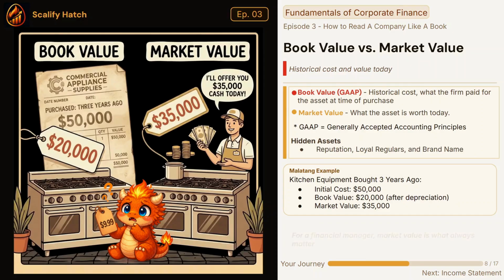Now, for a financial manager, market value is what matters. Always. A change in accounting rules might shift the book value overnight, but it has zero effect on what the asset is actually worth. Market value depends on the cash flows that business generates and the risks involved in generating them.